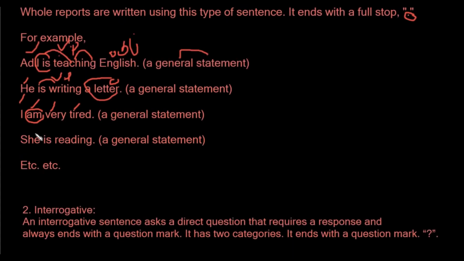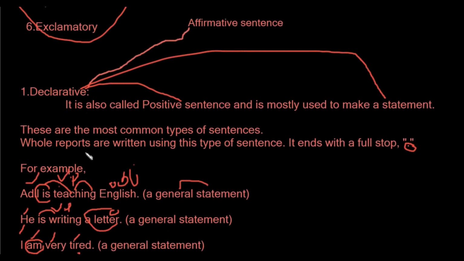Okay, she is reading. She subject, is reading is a verb phrase. Okay, so we don't have any object in this sentence, but it doesn't matter. Okay, because we have verb and subject, so it doesn't matter if we don't have any object in this sentence. It is also called a general statement. So subject and verb. I hope it is clear about the declarative sentence.